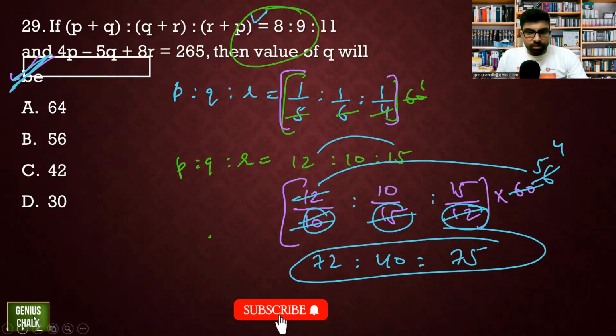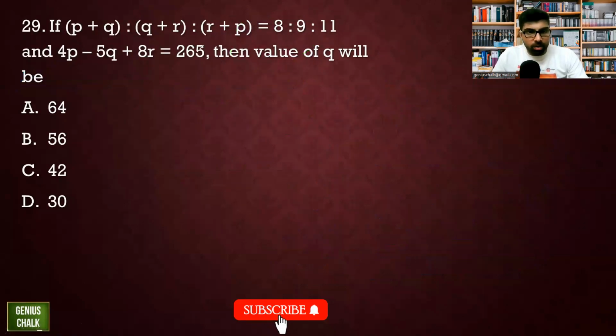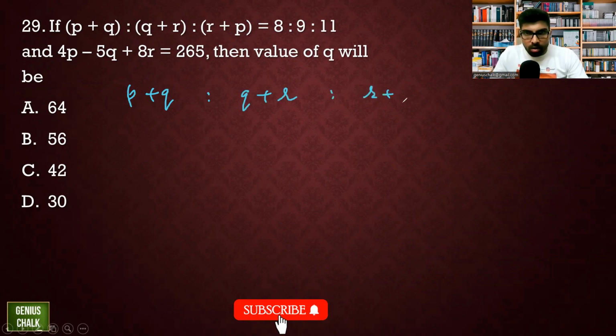All right, next one. P plus Q, Q plus R and R plus P is this. Find the value of this. So this also I have discussed. If P plus Q is there, Q plus R is there, R plus P is there, they are 8, 9 and 11. I have told you how to solve this.